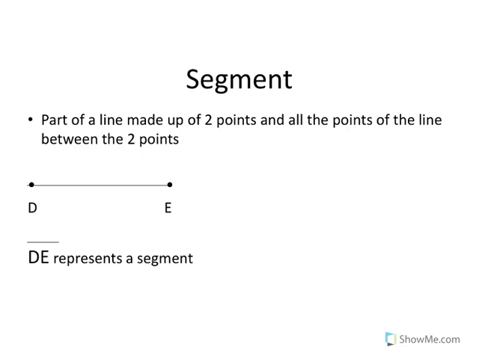Okay, now the next concept is segment. A segment is a part of a line made up of 2 points and all points on the line between the 2 points. You can notice that for a segment we do not have the arrow, right? To write a segment, we see that this segment is DE and there are no arrows on the diagram.